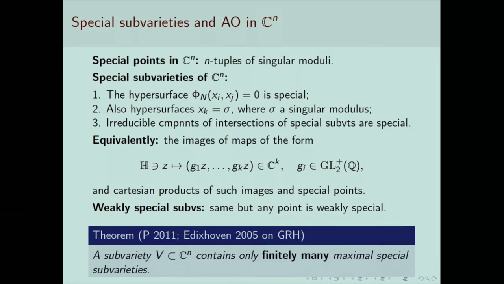And we're also going to need the notion of weakly special subvarieties in this situation. And that is the same, but we allow hypersurfaces where you fix xk to be anything, not just a special value. Okay, so modular relations or xk equals constant. And then the André-Oort conjecture, the theorem in this case, is that a subvariety V of C to the n contains finitely many maximal special subvarieties. So there may be points or higher dimensional things, finitely many.